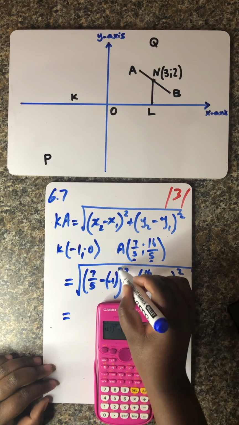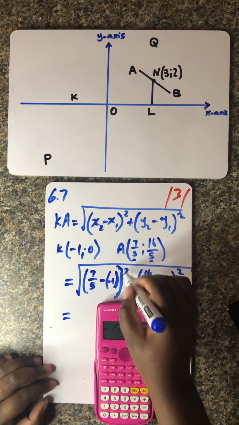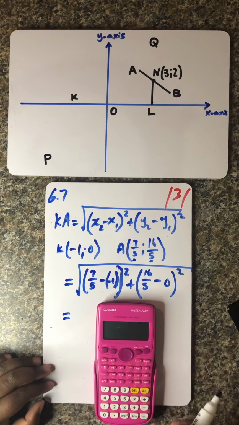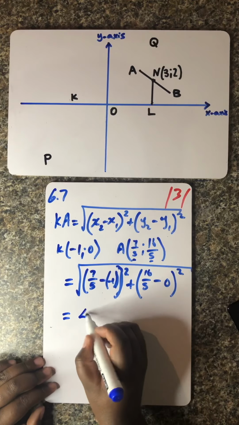You have to do 2 brackets there because the first one closes that negative and the other one closes for everything, so that you square everything inside. Then you say it's equals to, ladies and gentlemen, I'm getting 4.